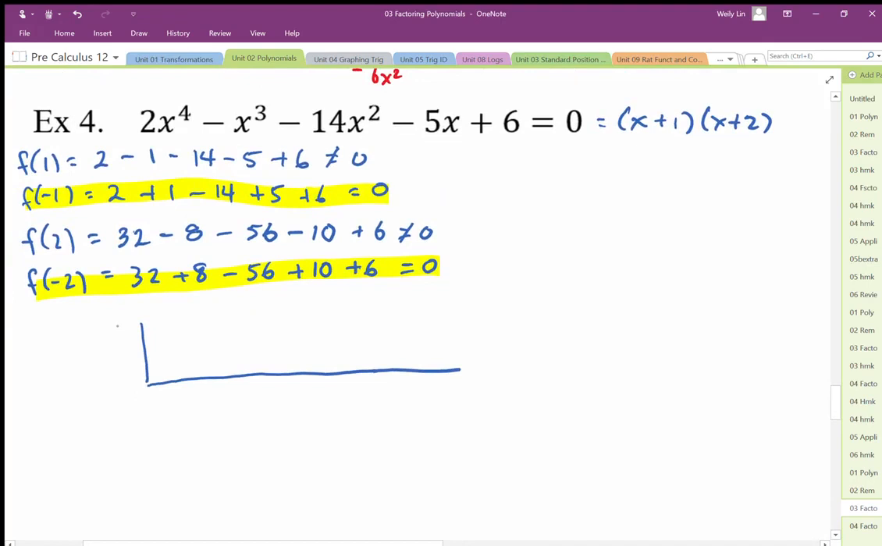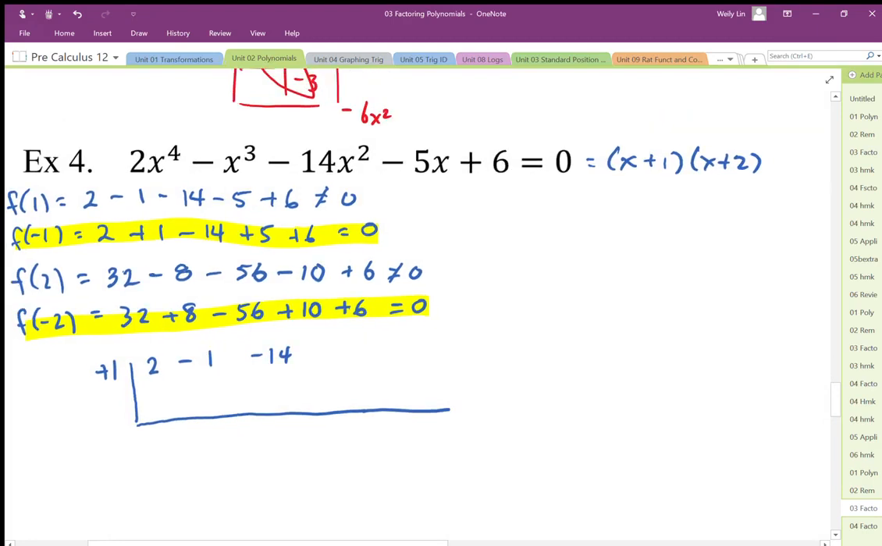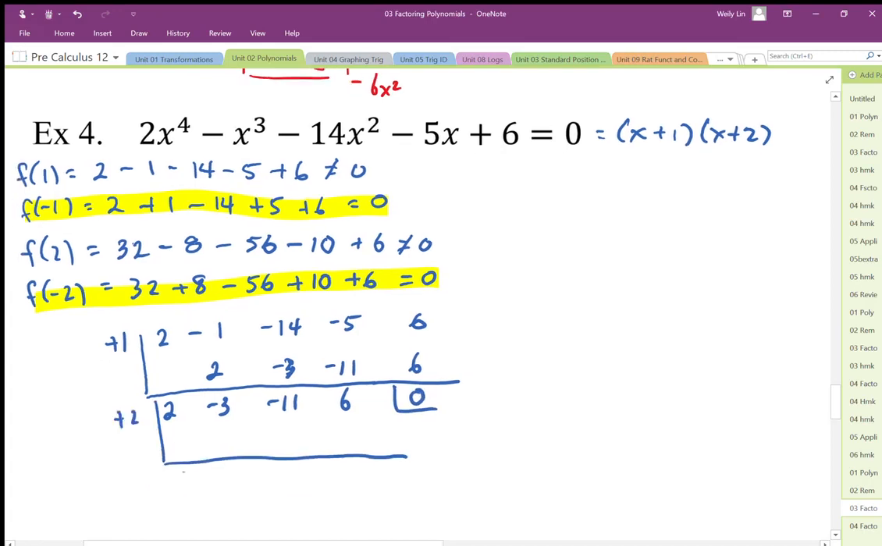Okay, so I'm going to start with the plus 1. So I get 2 minus 1 minus 14 minus 5 plus 6. Then I bring down the 2, subtract, multiply, subtract, multiply, subtract, multiply, subtract. I get a remainder of 0. Again, if you're not getting a remainder of 0, you have to be very skeptical of some of the work you've done. So this time I'm going to do plus 2. So 2, subtract, times 2, subtract, times 2, subtract.